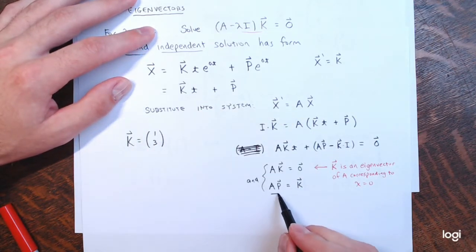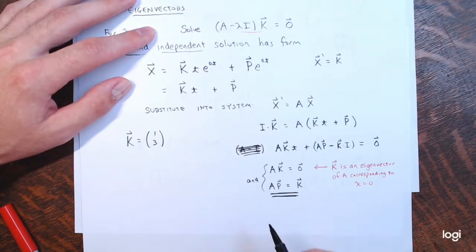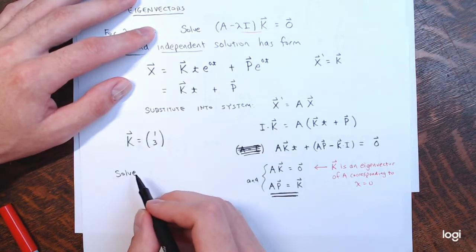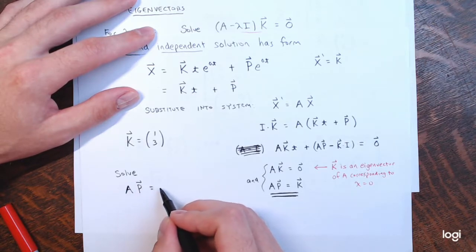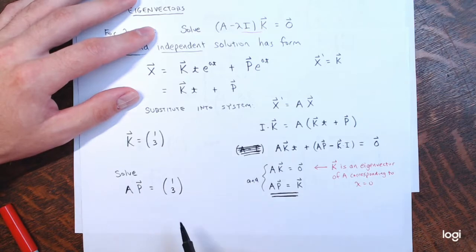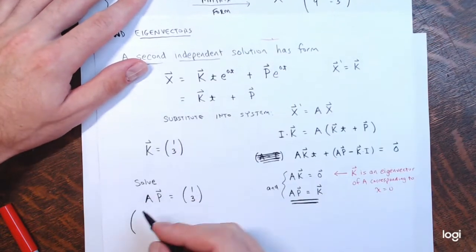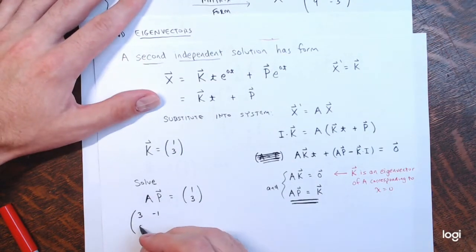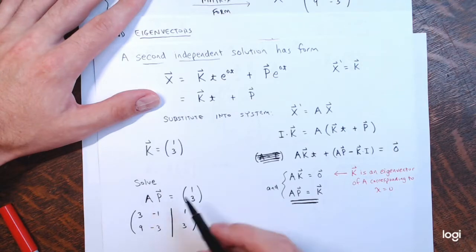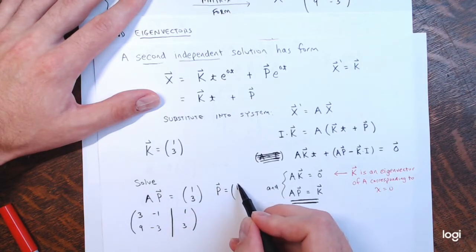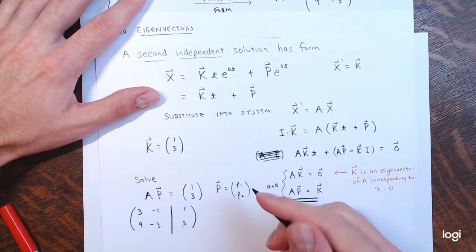And now we got to solve A times p equals the vector k. Now we're solving A times p equals 1, 3. Now again, matrix A is the following: 3, negative 1, 9, negative 3. I'm going to make an augmented matrix here with 1 and 3 on the other side. And let's just say vector p is made up of constants p1 and p2. I'm going to be solving for p1 and p2.